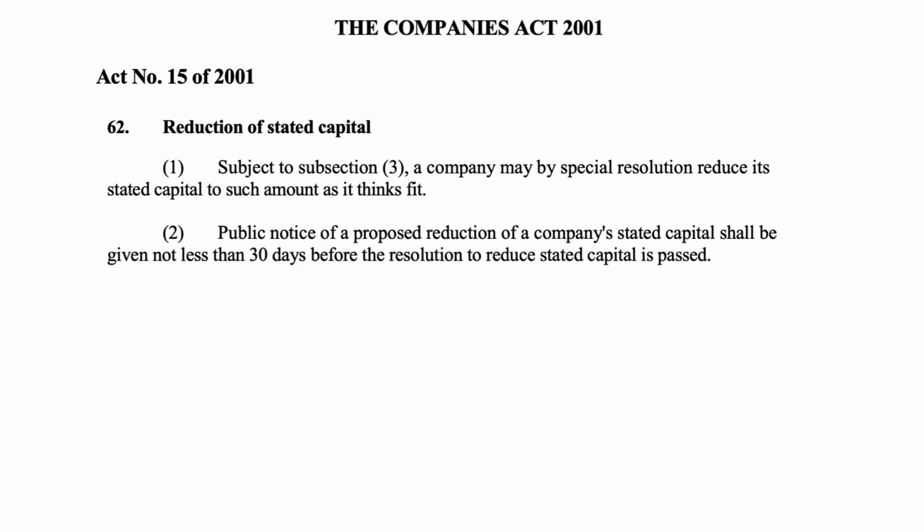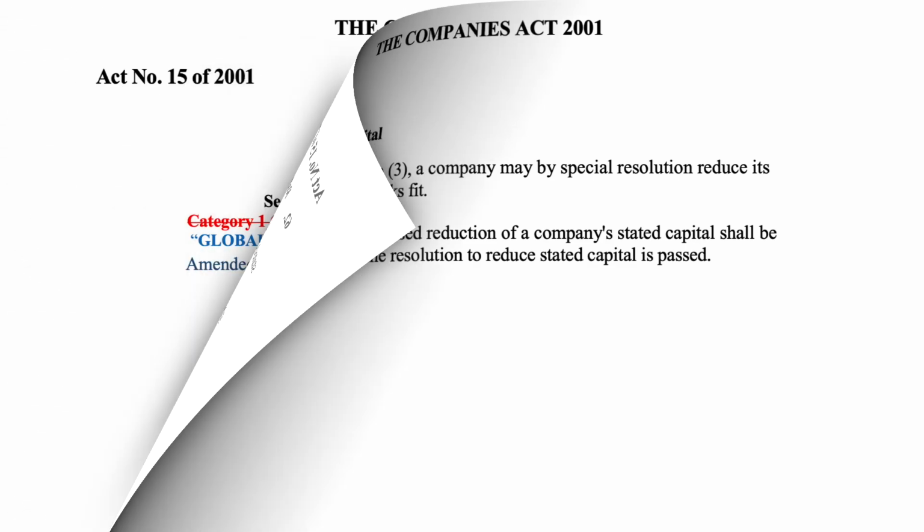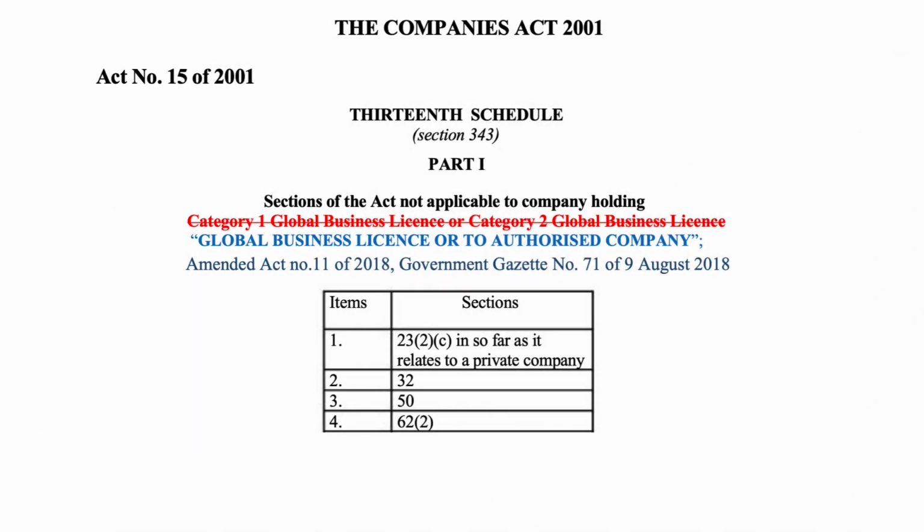Subsection 2 stipulates that notification to the public regarding the intended reduction of a company's stated capital must be provided at least 30 days before the resolution to reduce the stated capital is enacted. However, as per the 13th schedule of the Act, this section is not applicable for a company that holds a global business license or is licensed as an authorized company by the Financial Services Commission of Mauritius.